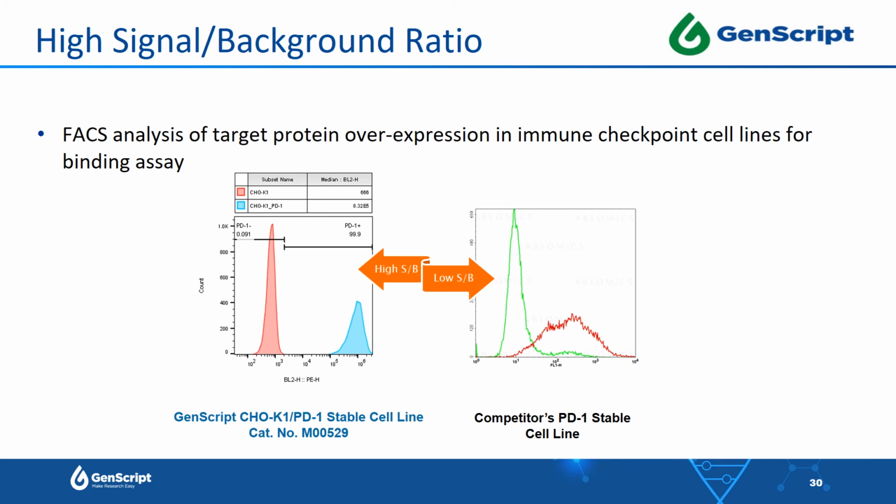However, in the right panel, you can see the signal from the target expression cell line is actually overlapping in the histogram with its control cell line, indicating this cell line is probably not a single clone and it's not delivering a high signal versus background ratio. This could be a very serious issue when you use a cell line for your drug discovery research.